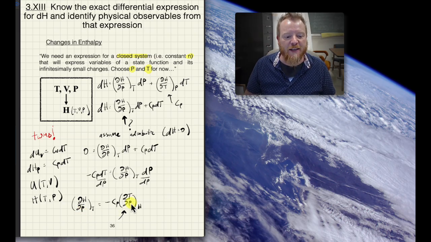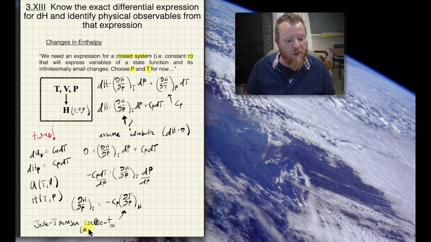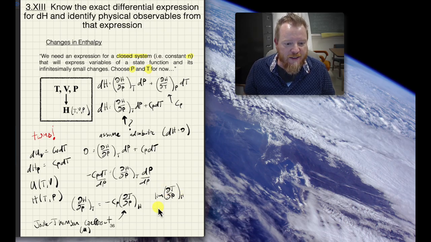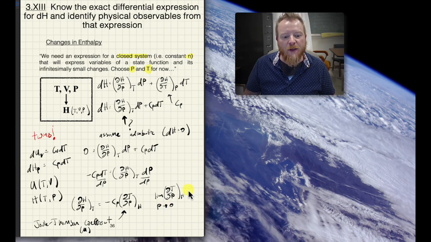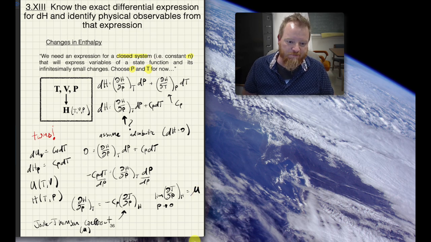And as it turns out, this gives us the definition of a known quantity. It's called the Joule-Thomson coefficient, and it has the Greek letter mu. By definition, the limit of the partial of T with respect to P at constant H as P approaches 0 gives us this quantity, the Joule-Thomson coefficient, okay?